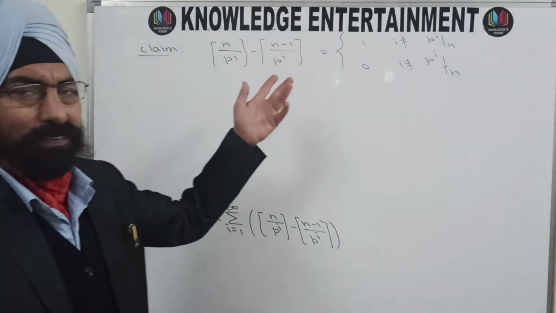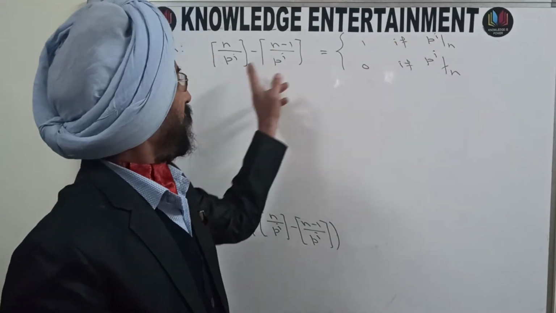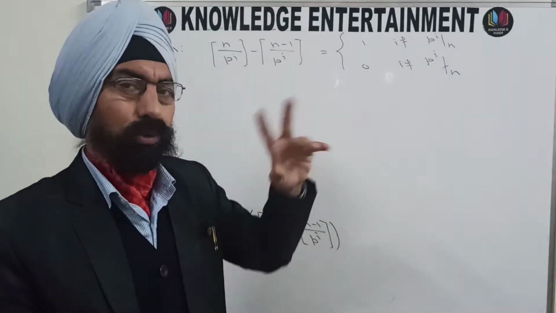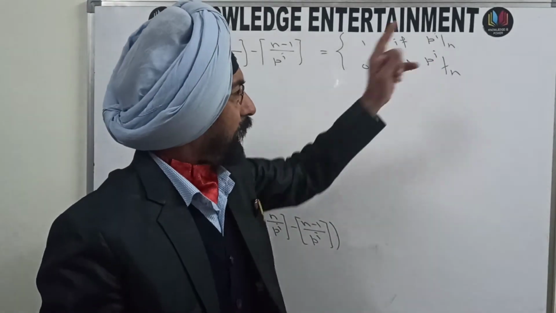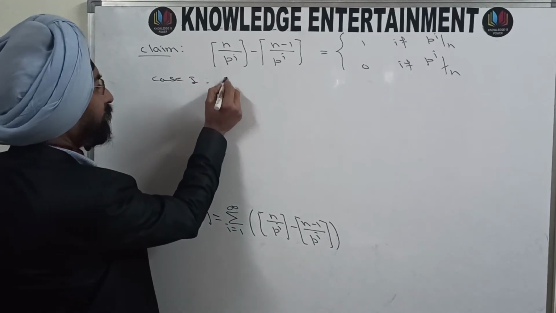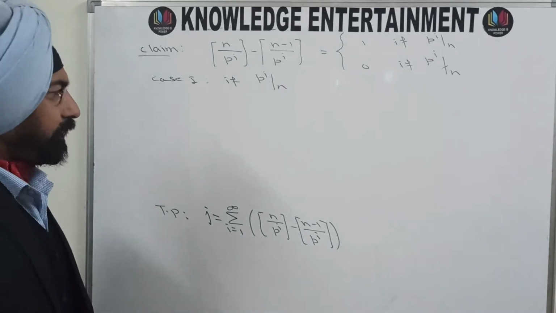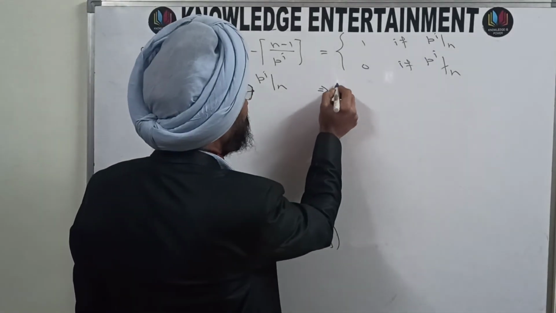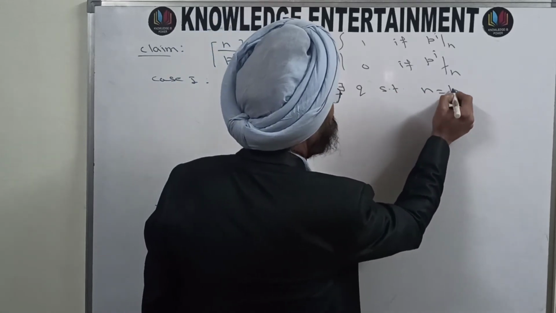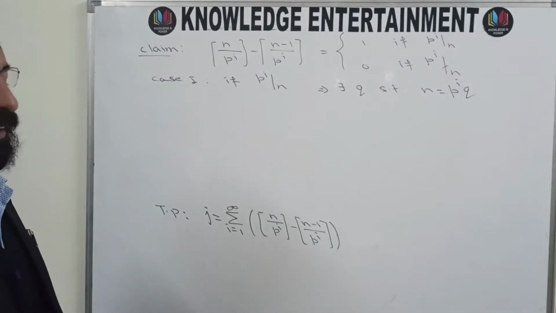And this can be proved definitely, step by step. First I'll take when p^i divides n, and I'll prove that this is equal to 1. Then I'll take that if p^i does not divide n, and I'll prove that this is equal to 0. So case 1. If p^i divides n, then definitely there exists some integer q such that n is equal to p^i times q. Can we write like this?